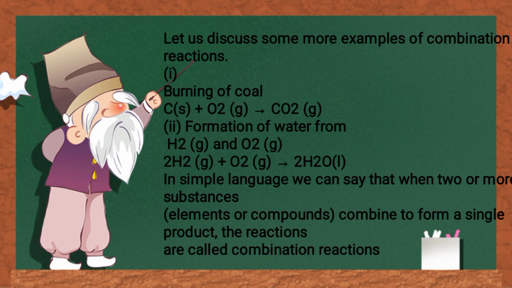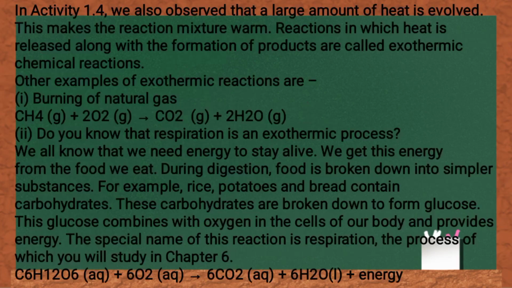Formation of water from H2 and O2 gas. So you can see here 2H2 plus O2 gives 2H2O. In simple language, we can say that when two or more substances, elements or compounds come together to form a single product, the reactions are called combination reactions. As I told you, when two or more reactants come together and form a single product, those reactions are called combination reactions.